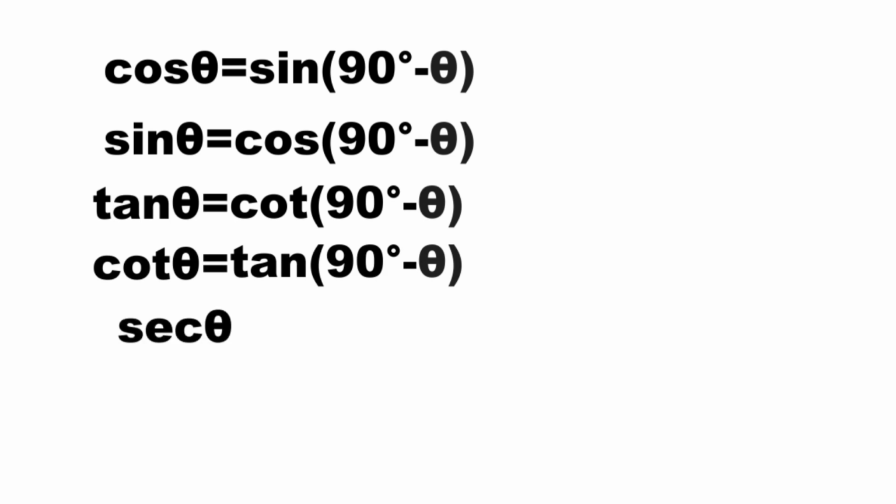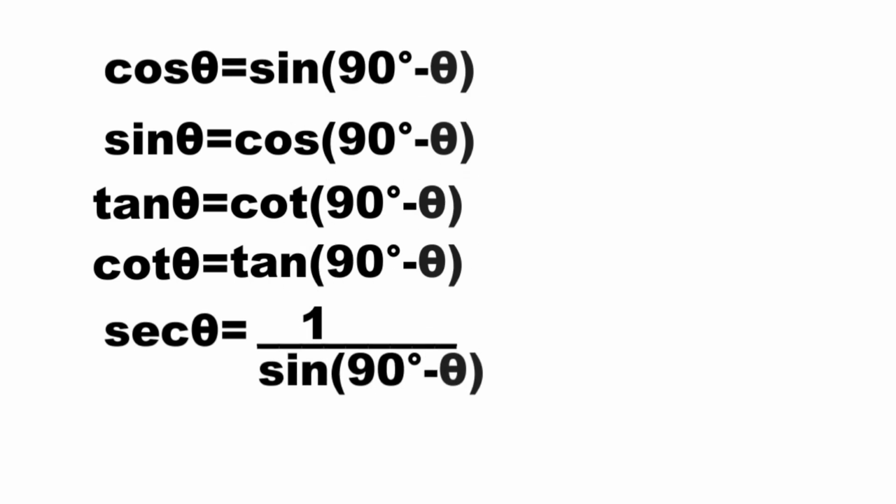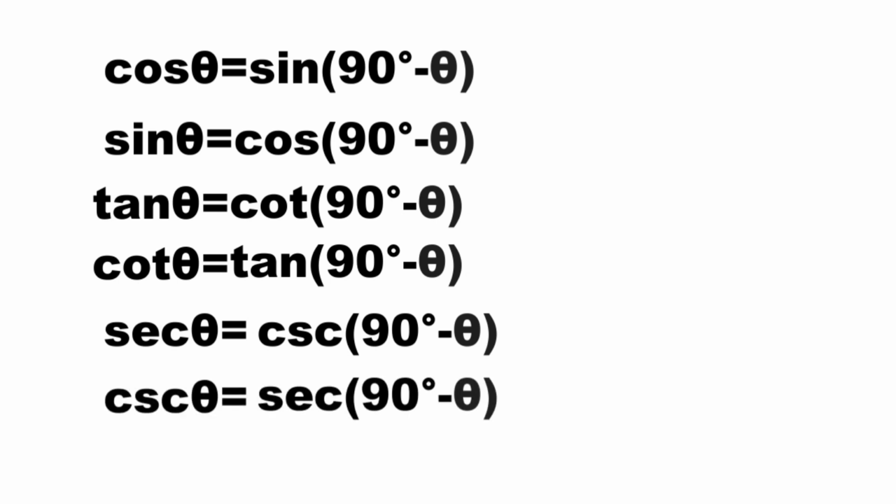Then for secant. Secant theta is equal to 1 over cosine theta. But cosine theta is equal to sine of 90 degrees minus theta, so secant theta is equal to cosecant of 90 degrees minus theta. Then cosecant theta is equal to secant of 90 degrees minus theta.